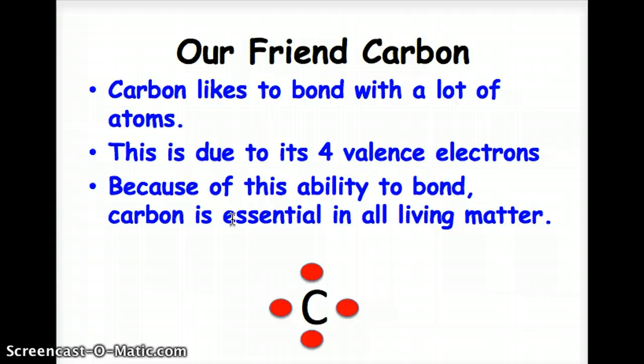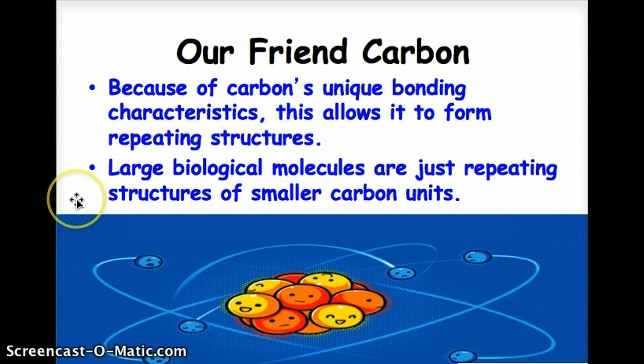So because it bonds really well and it bonds to a lot of things, carbon is found mostly in everything that we eat. It's found in gasoline, it's found in oil, it's found in petroleum, it's found in apples, oranges, fatty foods, right? Carbon is in pretty much everything. It's found in our air, it's found in our waste, it's pretty much everywhere.